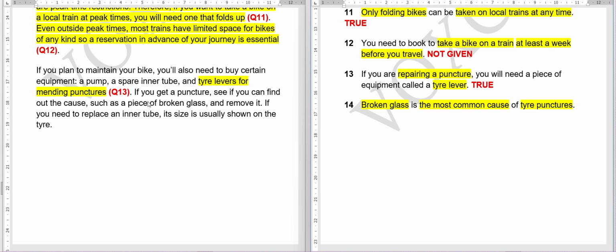If you get a puncture, see if you can find out the cause, such as a piece of broken glass, and remove it. Here it is, piece of broken glass. If you need to replace an inner tube, its size, okay, so it's about the tube. So now here's the information, and you have 10 seconds. Time starts now.